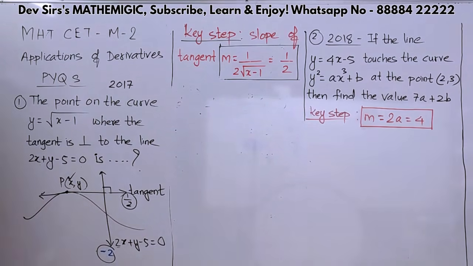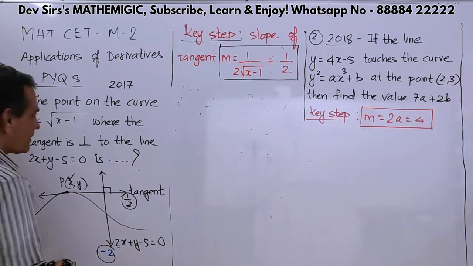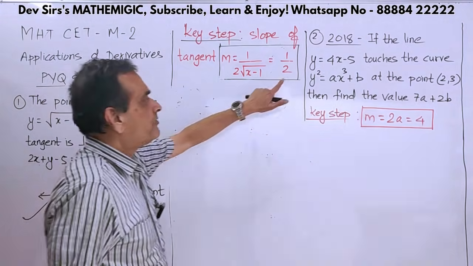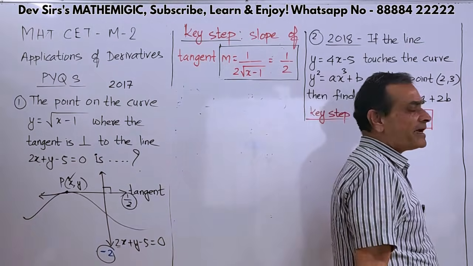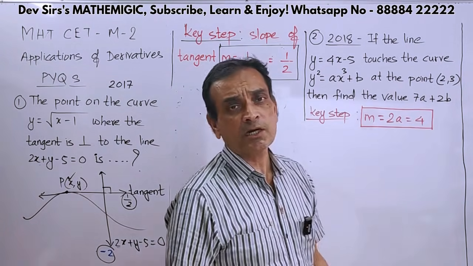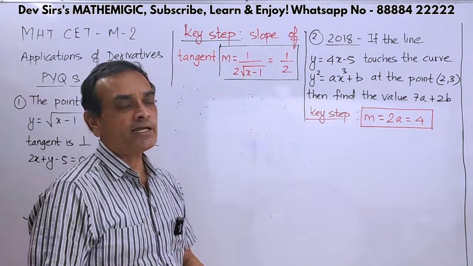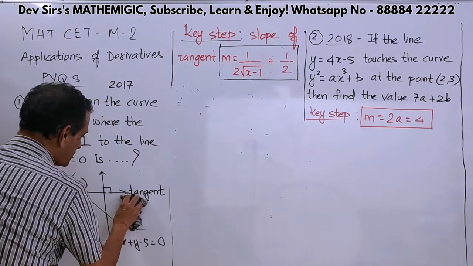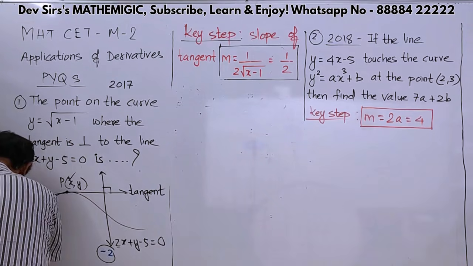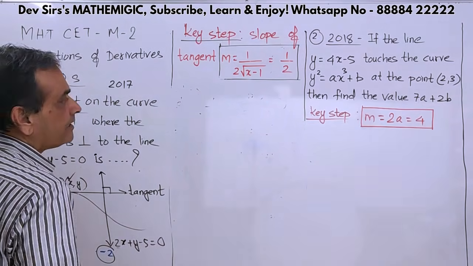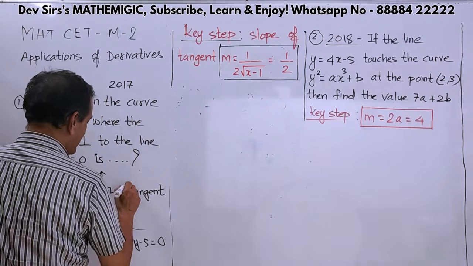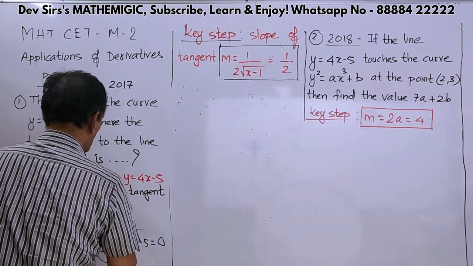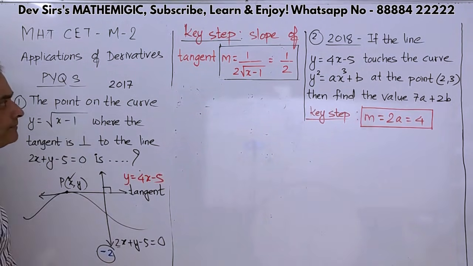I am using the same diagram now. If the line y is equal to 4x minus 5 touches the curve. Touches the curve means equation of tangent is given. So equation of this tangent is given as y is equal to 4x minus 5. ये tangent की equation दी हुई है.